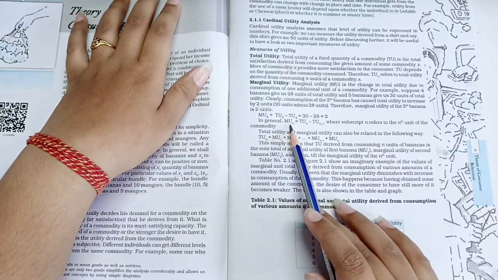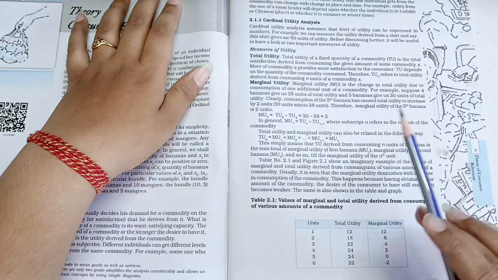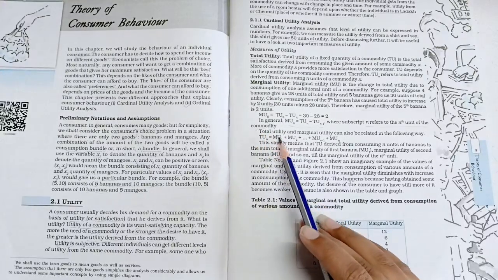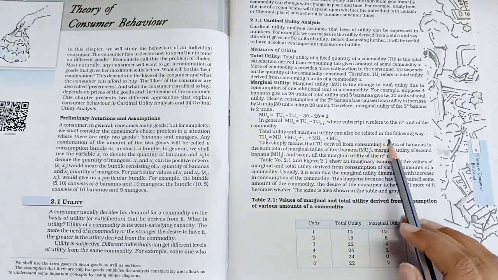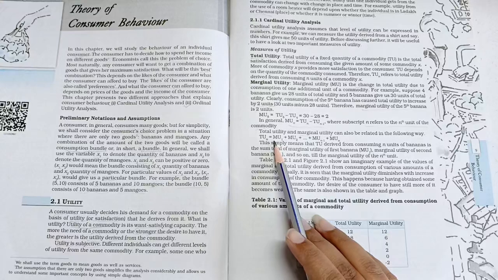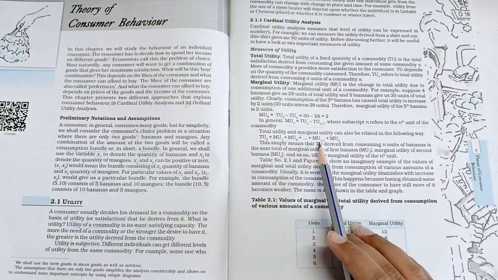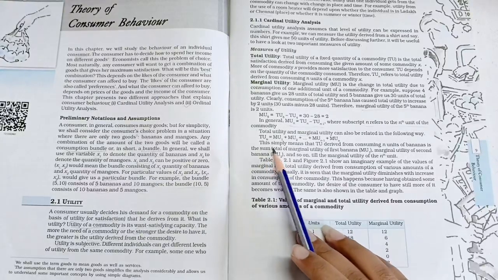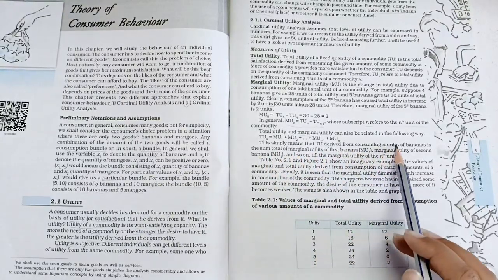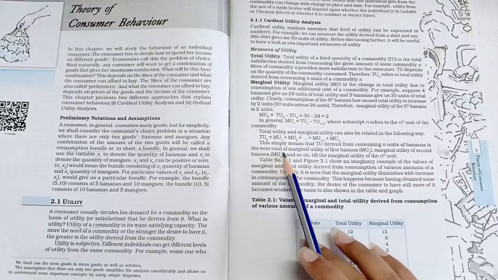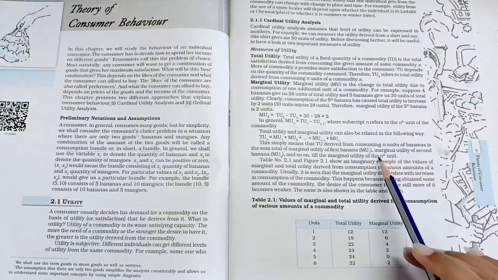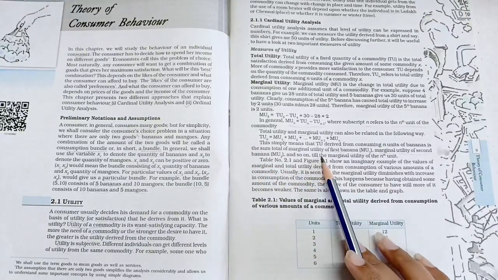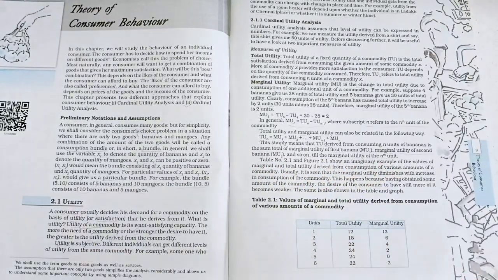In general, MUn = TUn - TU(n-1), where subscript n refers to the nth unit of the commodity. Total utility and marginal utility can also be related in the following way. TUn = MU1 + MU2 + ... + MU(n-1) + MUn. This simply means that TU derived from consuming n units of bananas is the sum total of marginal utility of the first banana MU1, marginal utility of the second banana MU2, and so on, till the marginal utility of the nth unit.